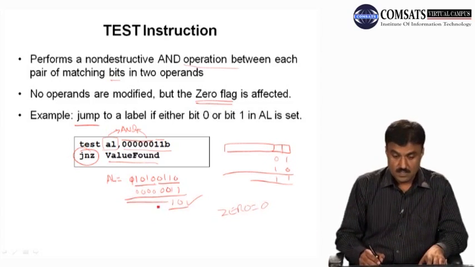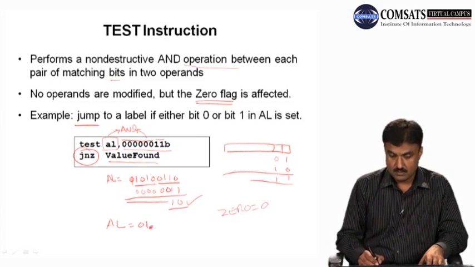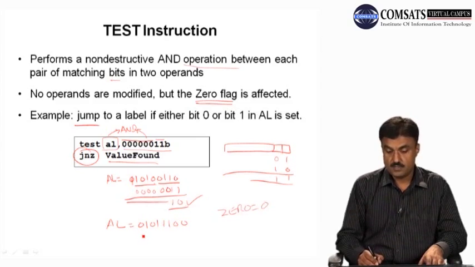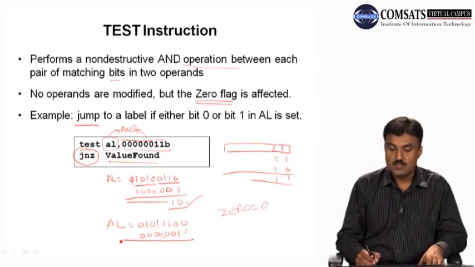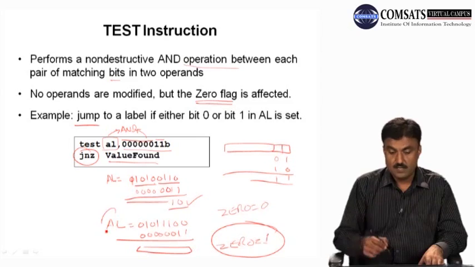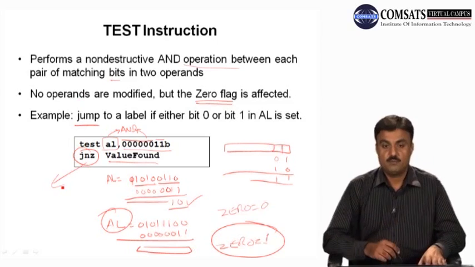On the other hand, if the value inside AL is 0 1 0 1 1 1 0 0, for example, what will happen? If we perform the AND operation with this, all these bits are 0 except bit 0 and bit 1, so the result will be all zeros. So the zero flag will be 1, but it will not change the value of AL. Since the zero flag is 1, this jump will not be performed.